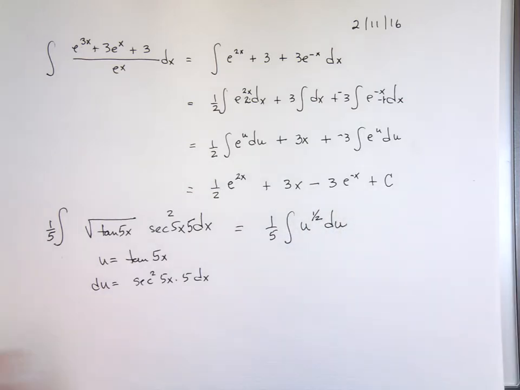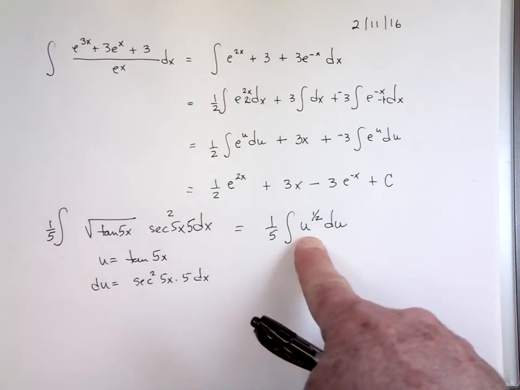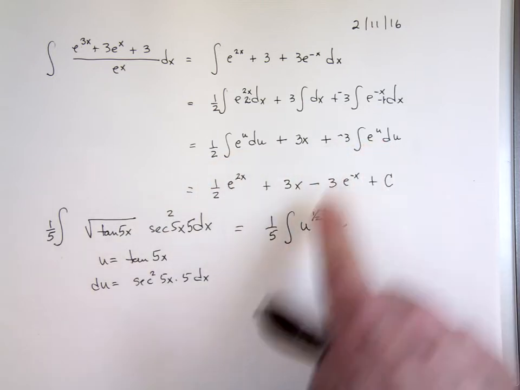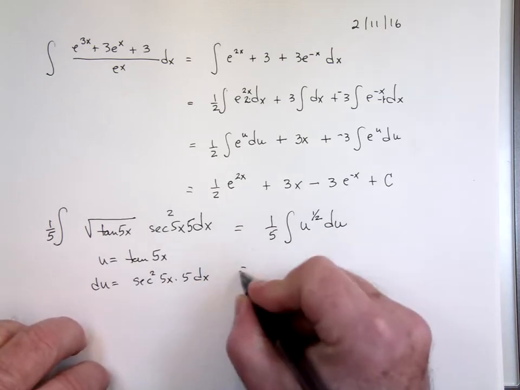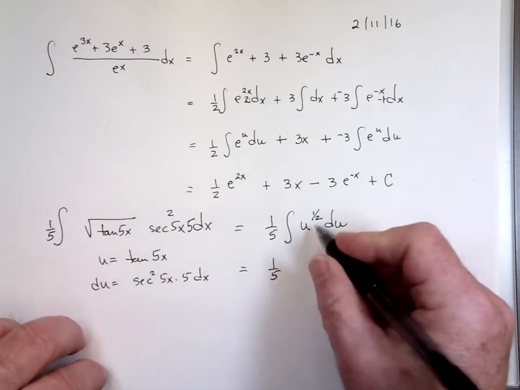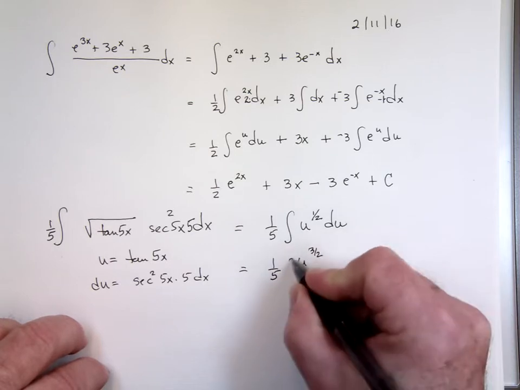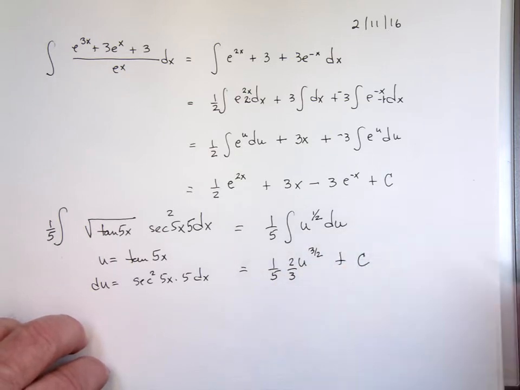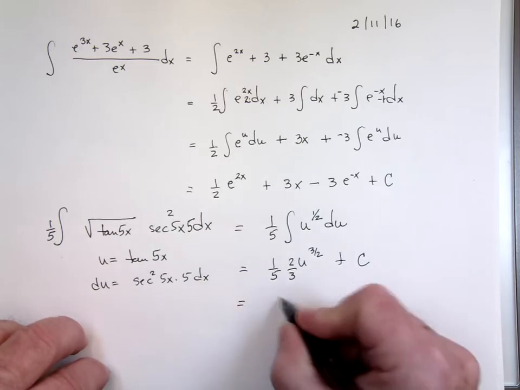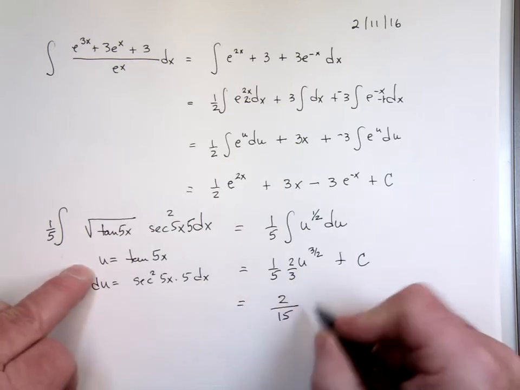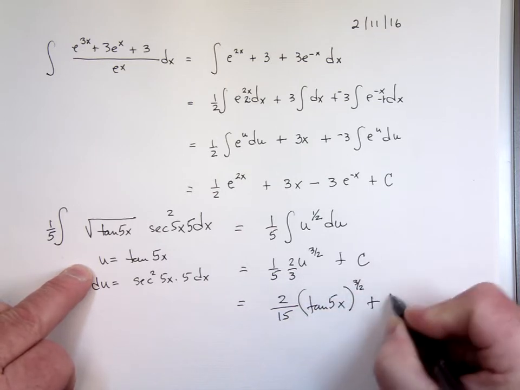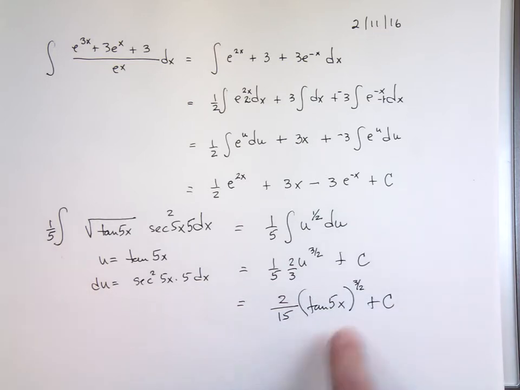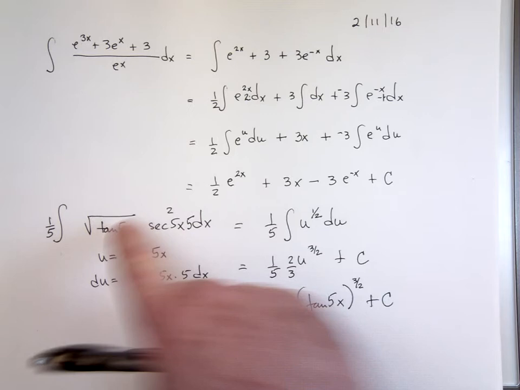I strongly recommend when you do these integrals, you take the time to write this step out. e^u forms here, u to the 1/2 here. Write the form out. What's the integral of u to the 1/2? u to the 3/2 times 2/3 plus c. That's equal to 2/15 tangent 5x to the 3/2 plus c. And if you were to take the derivative of this, guess what? You'd end up exactly with what you started with.